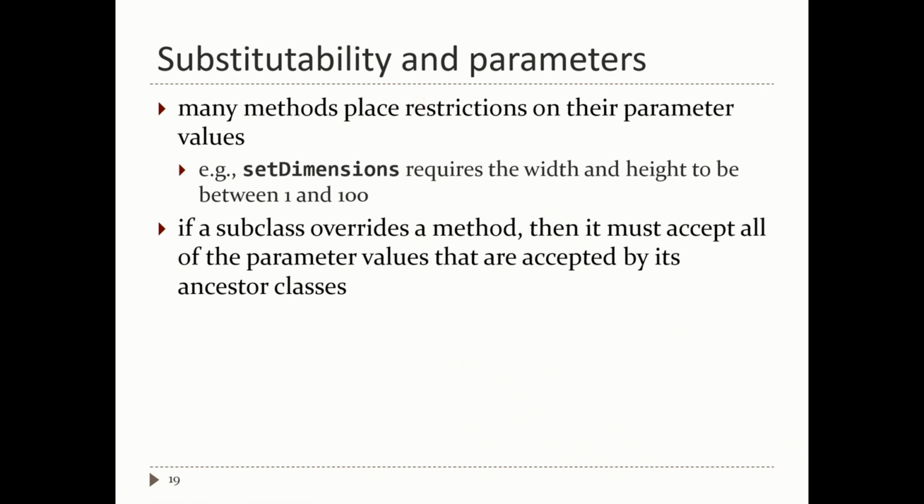All right, so many methods place restrictions on their parameter values. Remember, methods have preconditions. Set dimensions has the precondition that the width and height must be between 1 and 100. If a subclass overrides a method, then it must accept all of the parameter values that are accepted by its ancestor classes. So whatever values you could call that method with in the superclass, you have to be able to call that method in the subclass as well. You have to be able to use those values to call the subclass method as well.